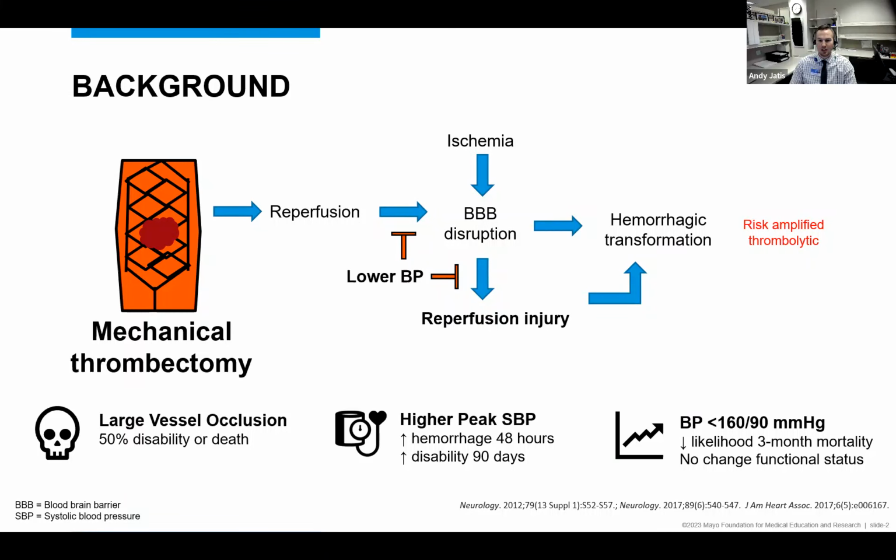And then additionally, another study that looked at a blood pressure target less than 160/90. What we saw in this study is that patients that achieved this target had a decreased likelihood of 3-month mortality with no change in their functional status. So that really kind of brings us to this idea that blood pressure might be a target. I think it is important to recognize up front, we also know that if we're causing too low of a blood pressure, we're of course going to be inducing some ischemia as well if we're not having a high enough blood pressure to perfuse our brain adequately.